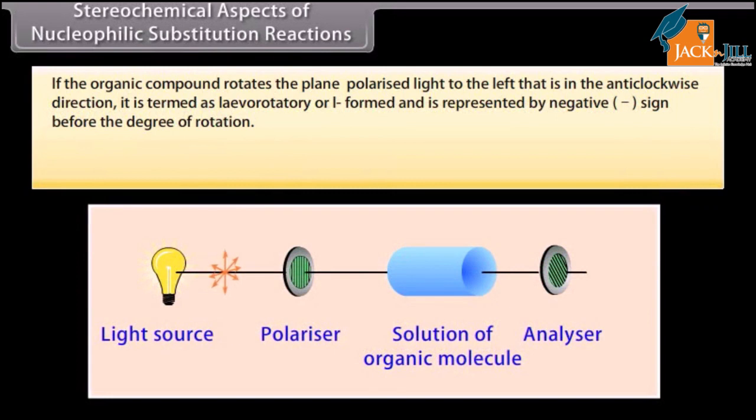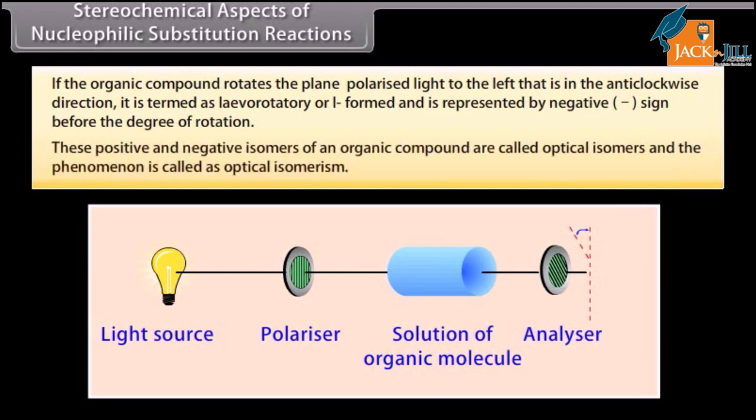If the organic compound rotates the plane polarized light to the left, that is, in the anti-clockwise direction, it is termed as levorotatory or l-formed and is represented by negative sign before the degree of rotation. These positive and negative isomers of an organic compound are called optical isomers, and the phenomenon is called as optical isomerism.